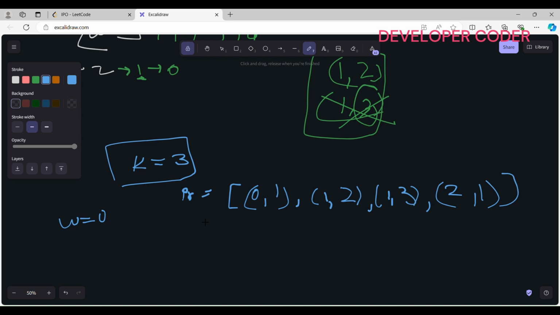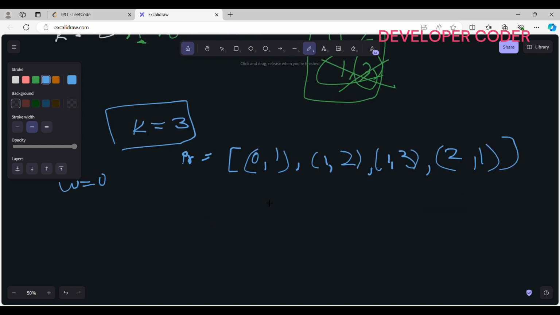So initially, tell me, can I select this project? Yes, I can select this project. So here I'm writing 0 1. Then my I moves further. Can I select this one? No, because my W is 0, right? So I can't select this one. Only this one I can select. So my W will become 0 plus 1, total 1. Now my W becomes 1, right?